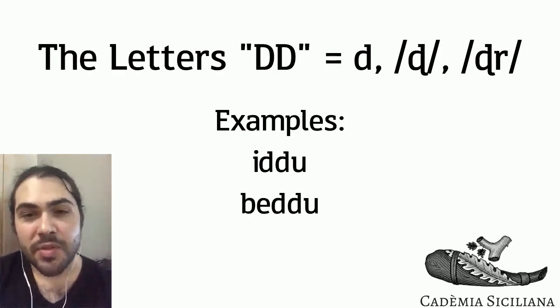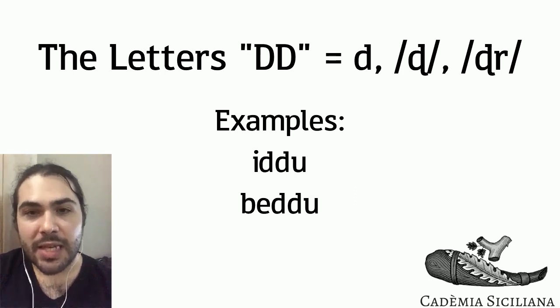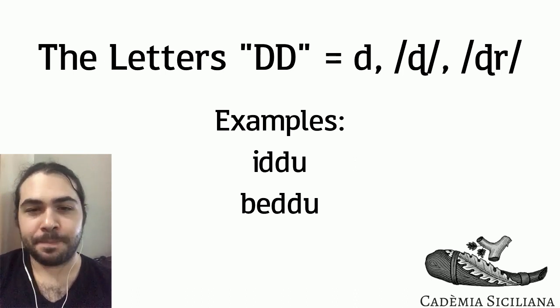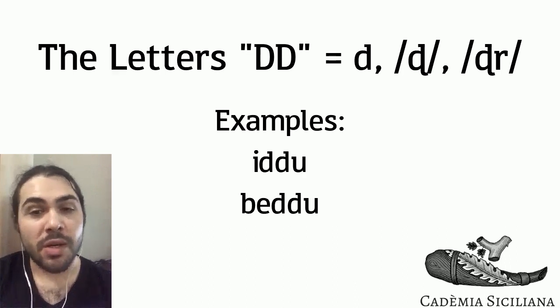The next one would be the sound double D. Now this comes from Latin, double L, and in Italian would just be L, or in Spanish it became y. But in Sicilian, it has three different ways to be said, depending on where you are.